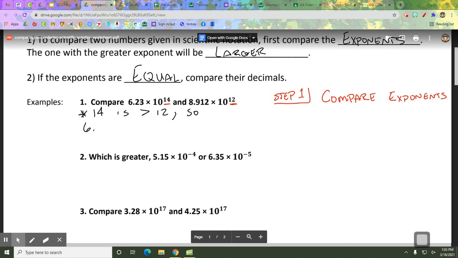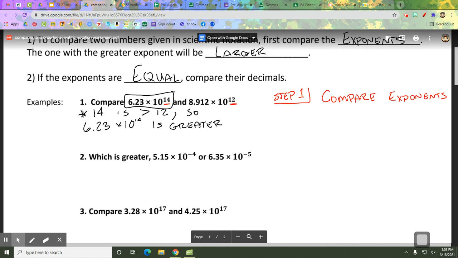So 6.23 times 10 to the 14 is greater. Okay, so this number is larger because that exponent is larger. 14 is bigger than 12, which makes that number larger. Okay, so since 14 is greater than 12, 6.23 times 10 to the 14 is greater than 8.92 times 10 to the 12. Now, sometimes what's confusing is you all may look at the 6 and the 8 and forget about the exponents. You might say, oh, this one's bigger because that number's larger. Okay, exponent first. If the exponents are the same, then we go to the decimals.